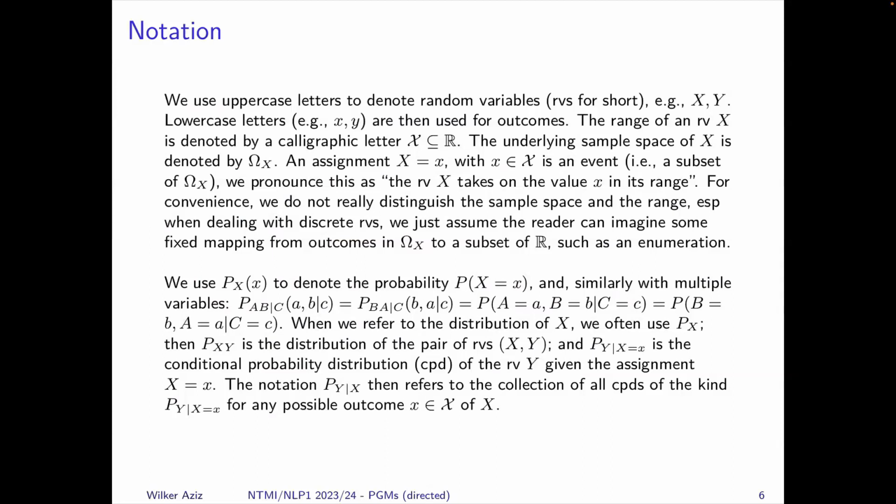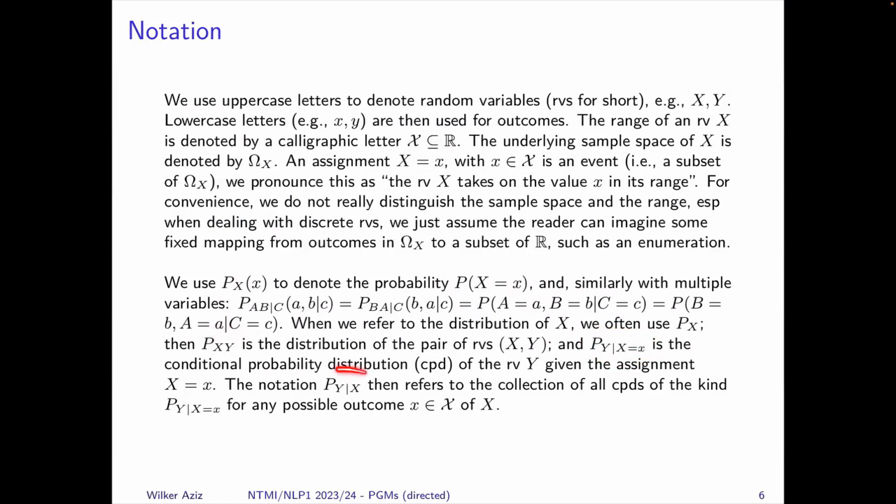If I ever refer to the distribution of x in text, I might write it like this, p of x, without any argument. So that's the entire distribution. And I do that for any other type of random variable combination. So here you have the joint distribution of x and y. Here you have the conditional distribution of y given an outcome of x.